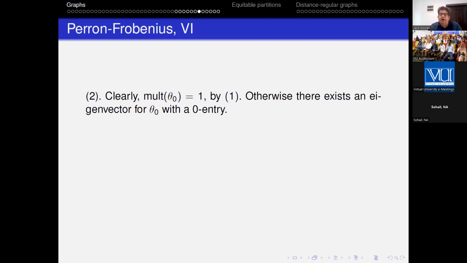So I will stop here for today, and I will go further tomorrow with this proof, and then I will start to look at interlacing and other things. Okay, thank you for your attention.